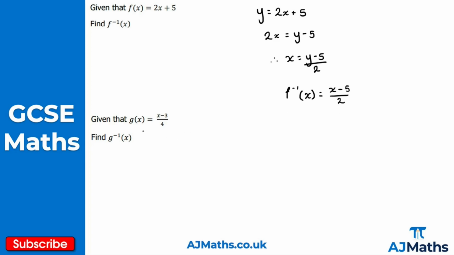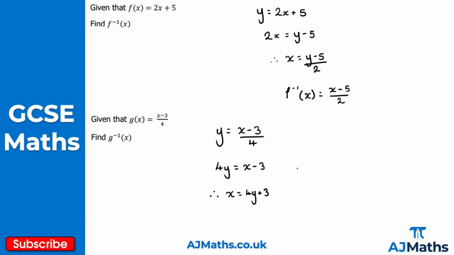Let's take a look at this one now. We've got g of x equal to x minus 3 divided by 4, and we want to find g inverse of x. The first thing we do is write this as y equals x minus 3 over 4. Again, what we need to do now is make x the subject. First, I'm going to multiply both sides by 4. So we get 4y is equal to x minus 3. Therefore, if we want x as the subject, I need to add 3 to both sides. So x is equal to 4y plus 3.